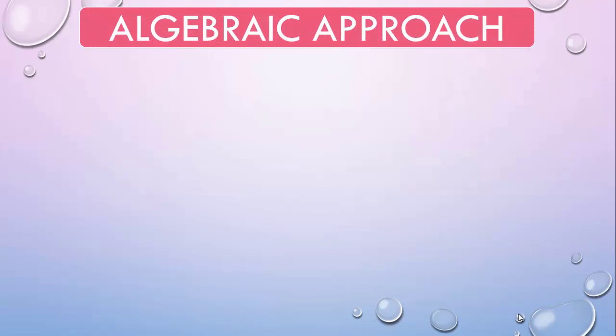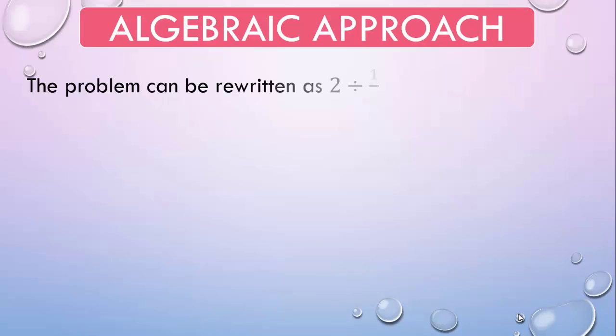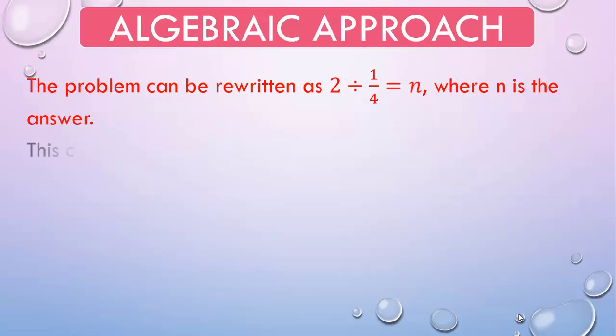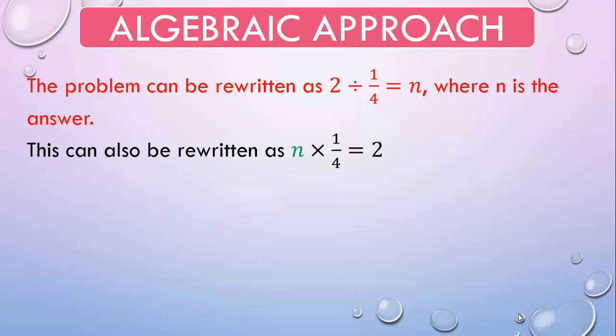The algebraic approach. The problem can be rewritten as 2 divided by 1/4 equal to n, where n is the answer. This can also be written as n times 1/4 equal to 2, since it is our quest to find out the number of times 1/4 can actually fit in the number 2.